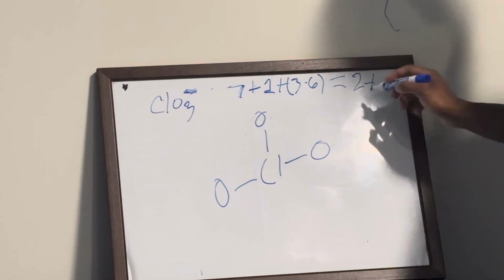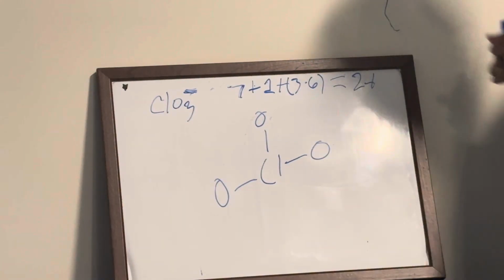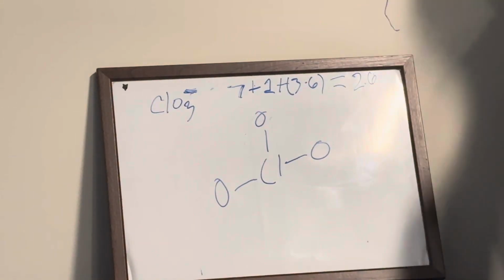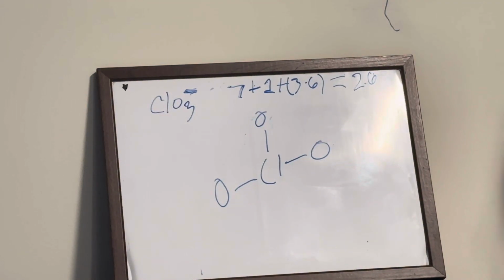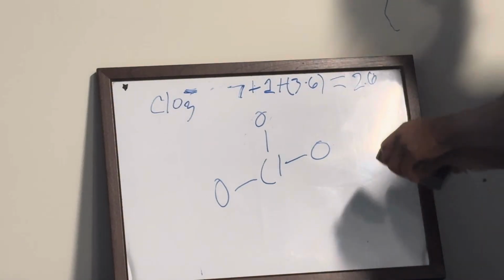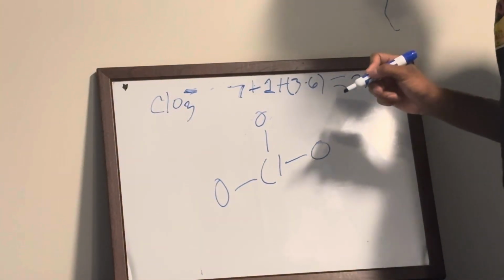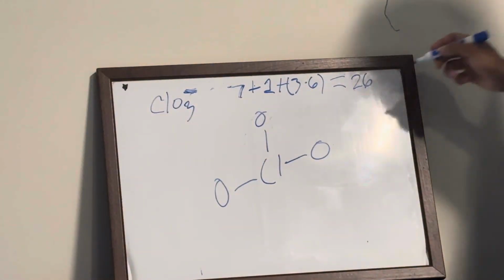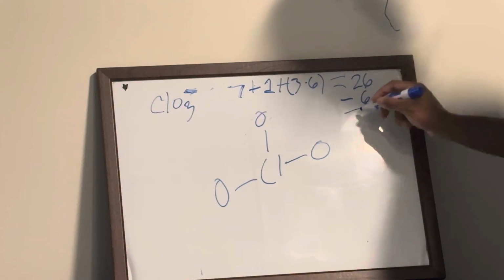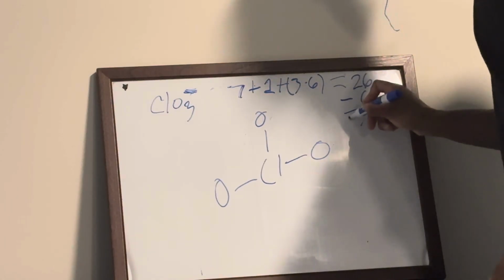All right? So now we have 24, that's 8 plus 18. No, that's 26. Okay, so now 2, 4, 6, minus 6. Now we got 20.